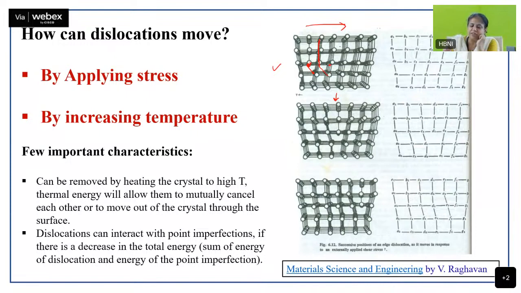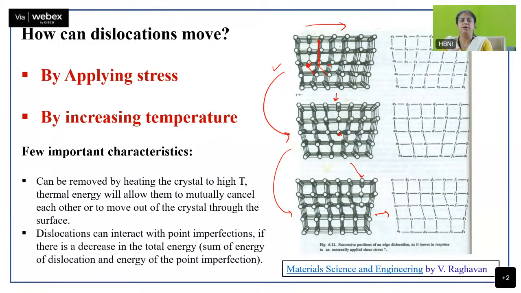So as is clearly visible, if you go from this figure to this figure, the plane which was half here is now half here at this point. As you move from this to this, now what has happened is this half plane has moved to this particular position, and eventually it will come out of this particular plane on the right hand side. Okay, and once it is there on the surface, then it is no more a dislocation, then it becomes a surface defect.